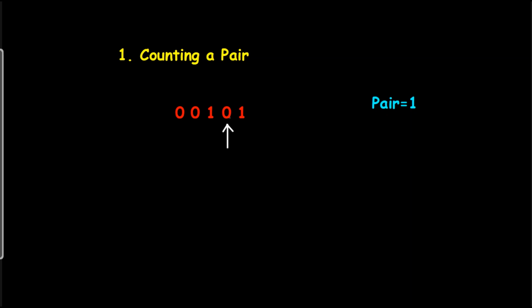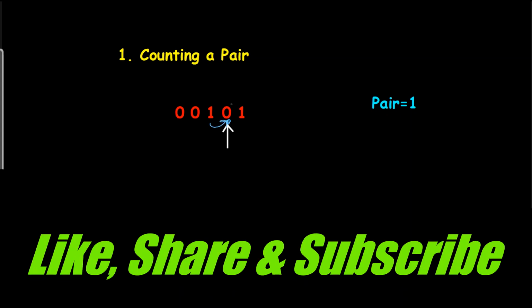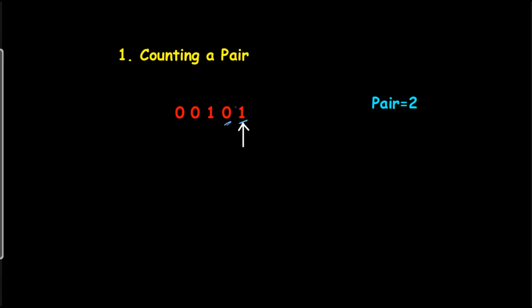Again, as soon as I reach the next bit, there is a 0, which has a transition from 1 to 0. So there was another pair. So here I got 2 pairs till now. Then again when it reaches 1 from 0, there was the third pair. So in total there were 3 pairs of transition: 0 to 1, then 1 to 0, and then 0 to 1. This is what our question is looking for.